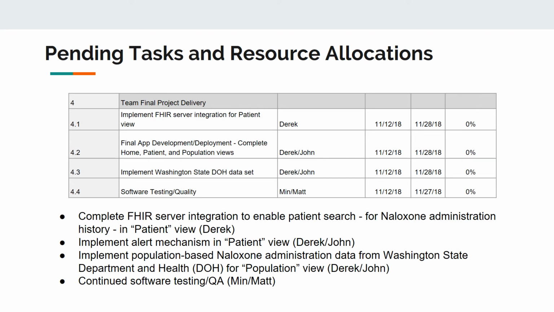As outlined, our pending tasks include implementing the FHIR server integration to retrieve patient-specific data surrounding naloxone administration history, which will be completed by Derek. Implementing the mimicked alert functionality in the patient view will be worked on by both John and Derek. We also are looking to collect and implement the Washington State Department of Health naloxone administration dataset, which will be worked on by both John and Derek. Continue testing the application in the HDAP hosting environment, which will be performed by Min and Matt.